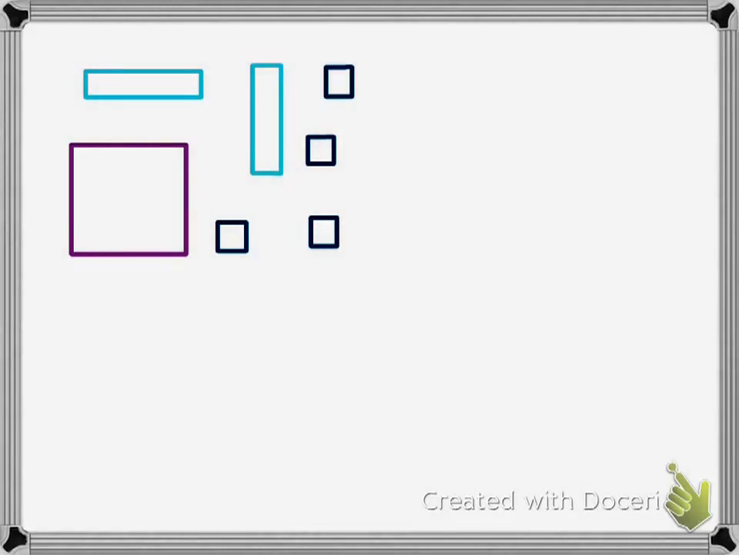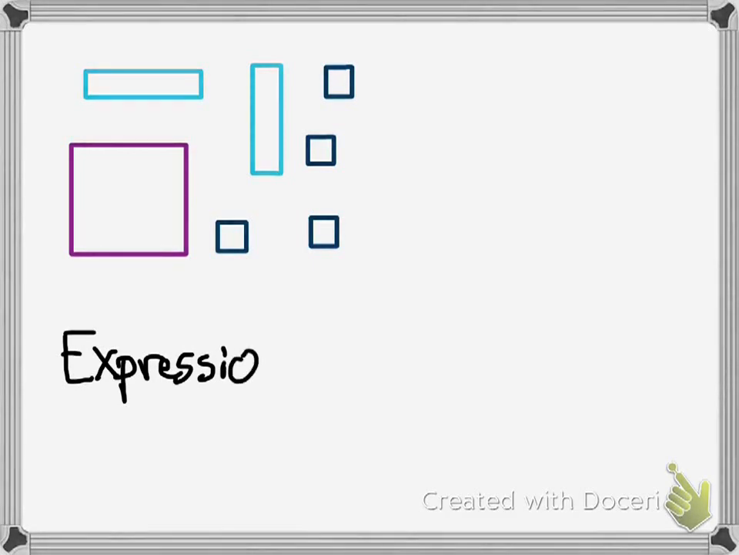And they're not colored in, but they're the same tiles as the previous screen. And I'm going to ask that we practice writing an expression. So an expression is kind of a list of the tiles. Let's write an expression for what we have on the screen here.